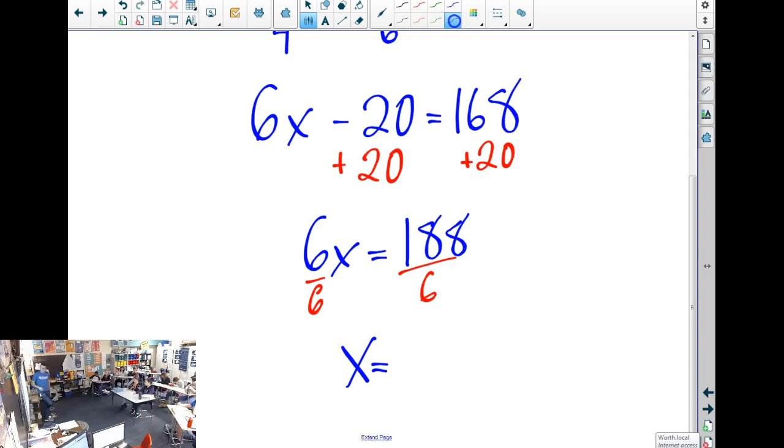Even for class today, what do you get? 188 divided by 6. What? 31.3 repeating.